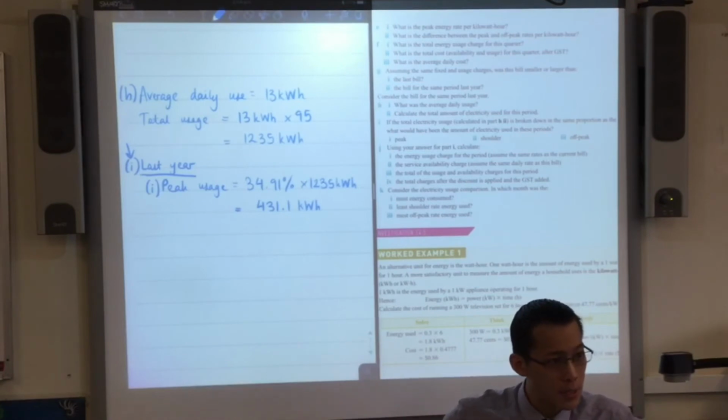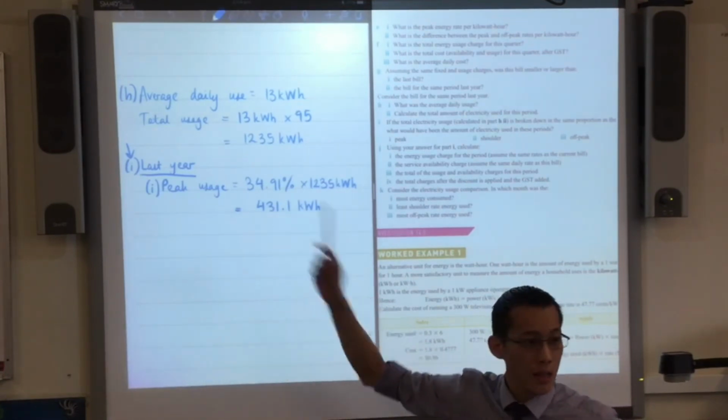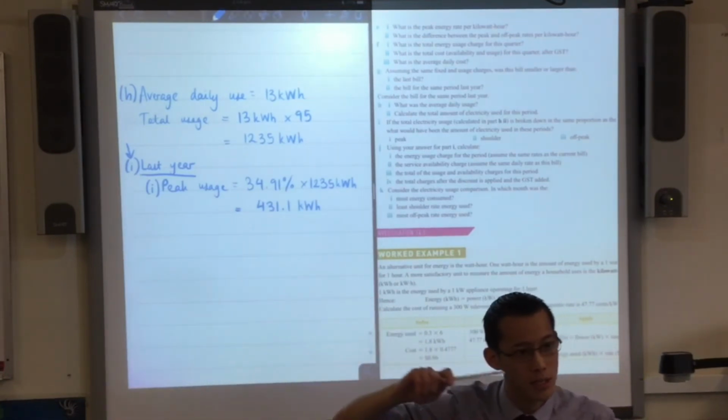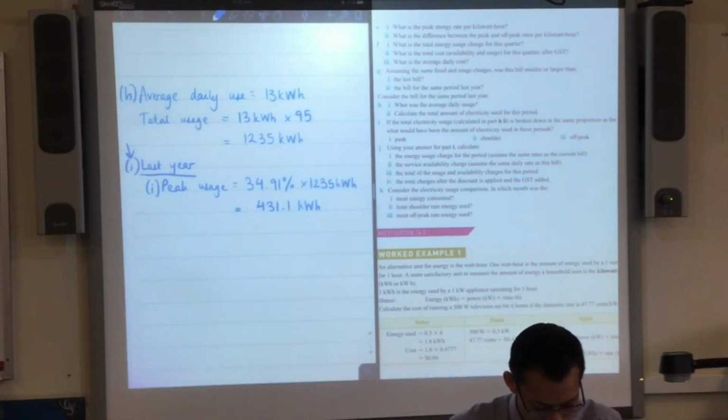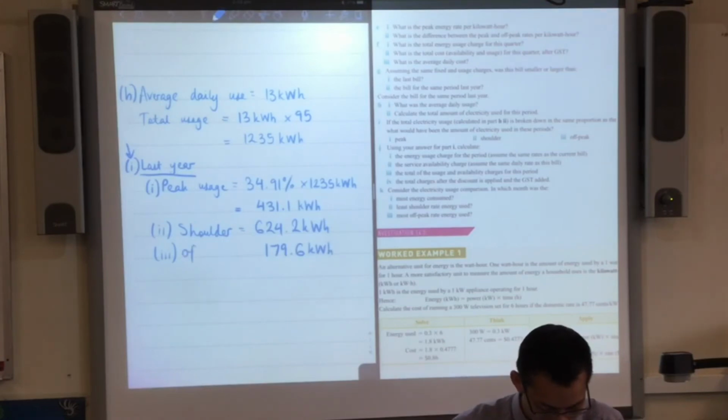You're going to get your numbers for last year's peak, there it is, last year's shoulder, last year's off-peak. In fact, some of you have already worked that out. Can you actually tell me what the number is? Shoulder. What's the shoulder? 624.16. I'll just go with 2. Okay, that's fine. Can someone else give me the off-peak? 179.6. 6? Round it up. Rounding it up, that's fine.